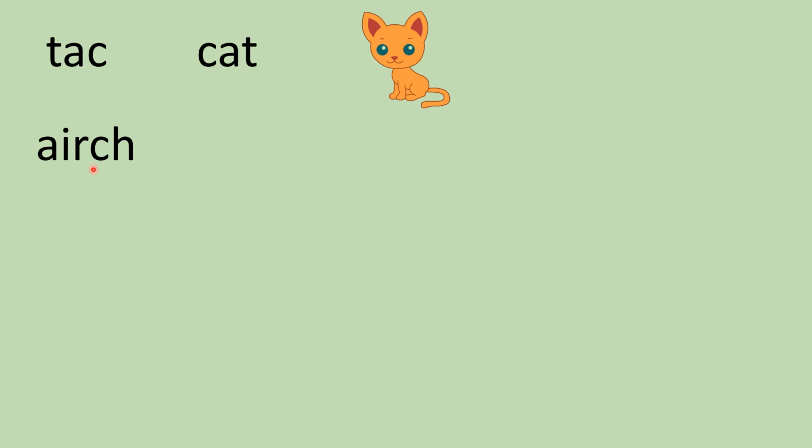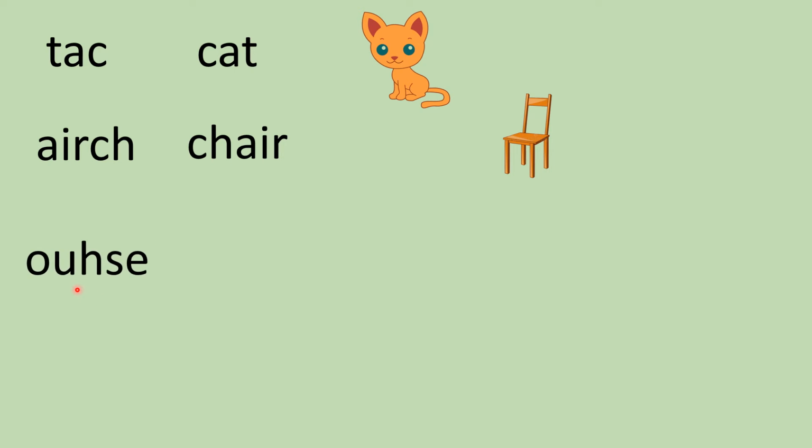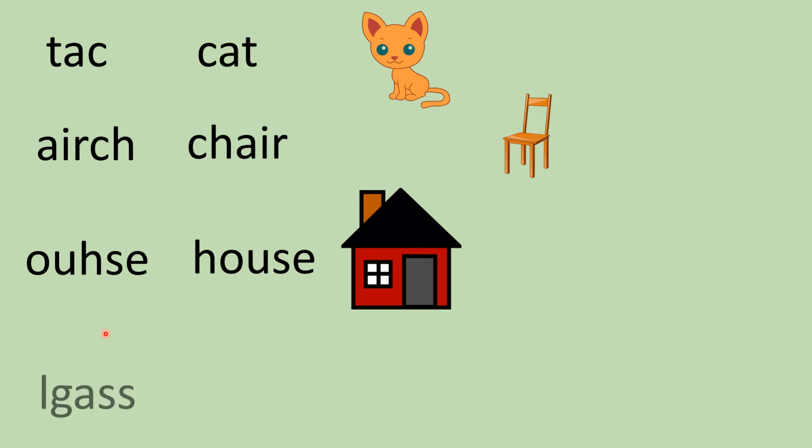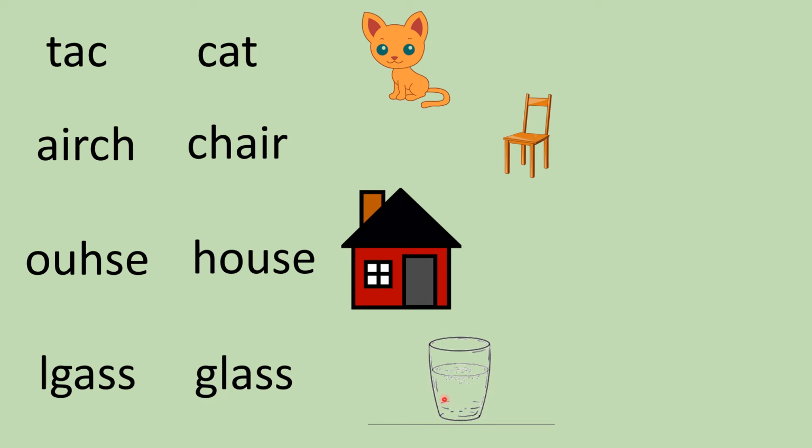Next one. What word can this be? It's something you sit on. Chair. And this one? House. Glass. What word can be formed from here? Glass. So you see, children, these simple words we have unscrambled and made a new word.